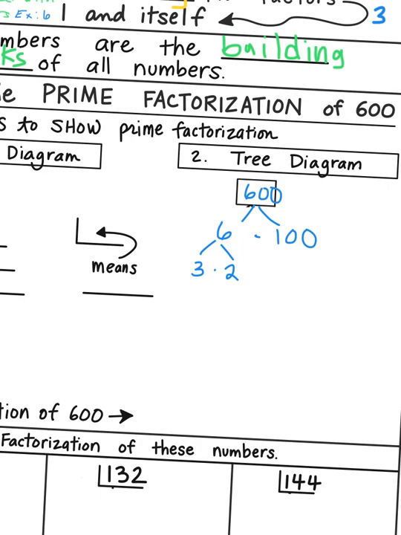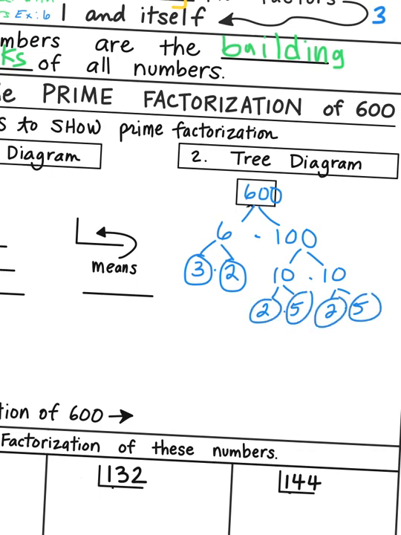Now 3 and 2 are both prime, so what I like to do is circle them to show that I'm at the end of a branch. I'm going to do the same thing with 100. So I might do 10 times 10, I could do 25 times 4, I could do 20 times 5, anything that I can multiply together to get 100. Each of these 10s is going to break into 2 times 5. 2 and 5 are both prime, so I'm going to circle all those. All my branches are complete.